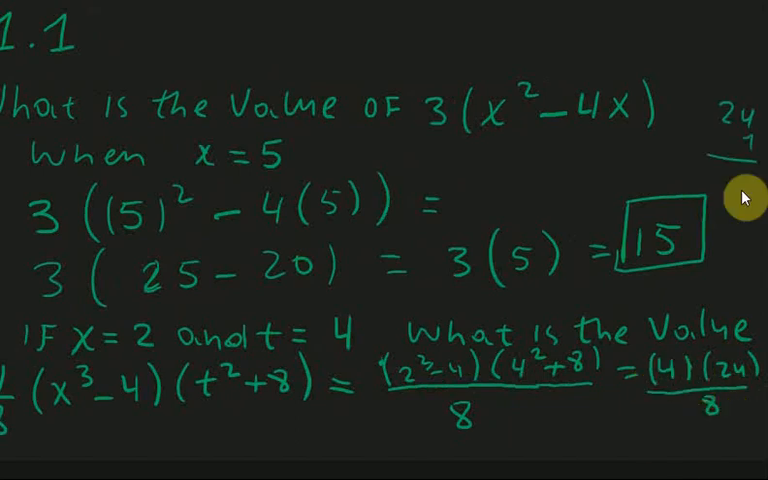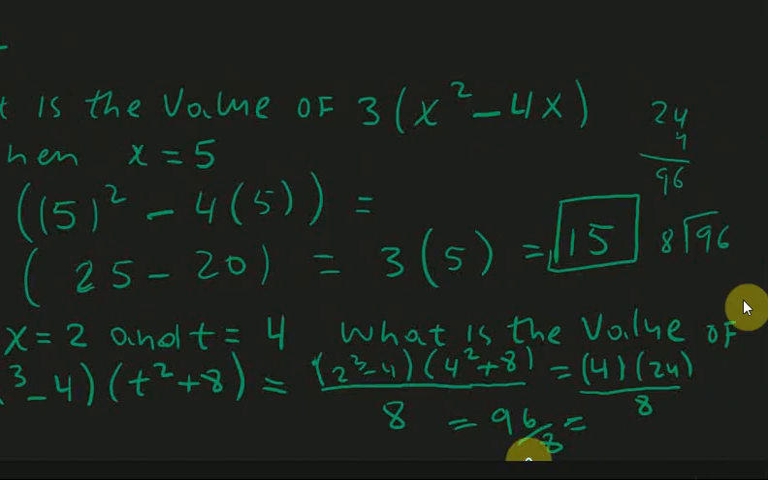So now 4 times 24, what are we gonna get? 4 times 24 is 96. And we have to divide this by 8. So 96 divided by 8, what are we gonna get? 12, right? 12 times 8 is 96. 96 minus 96 is 0. So we get 12. This is the final answer.